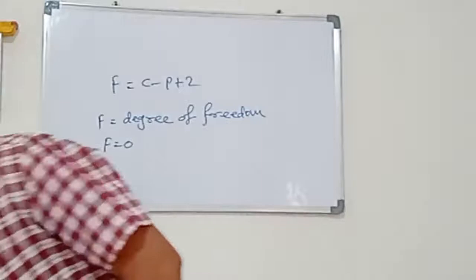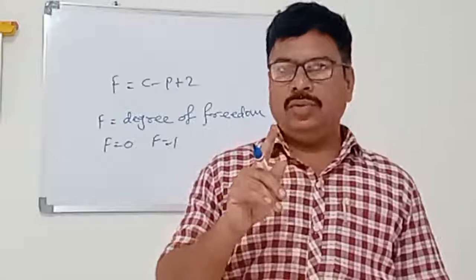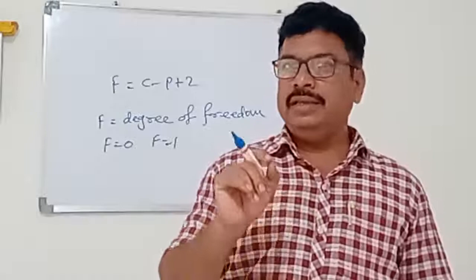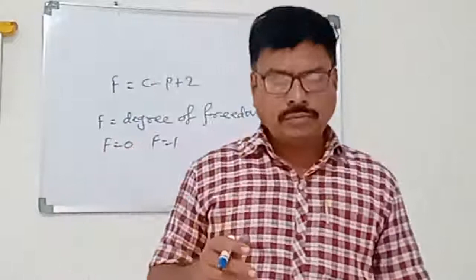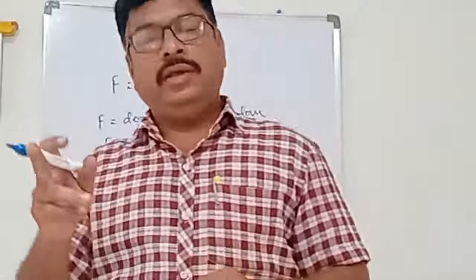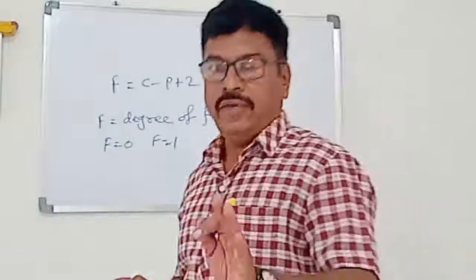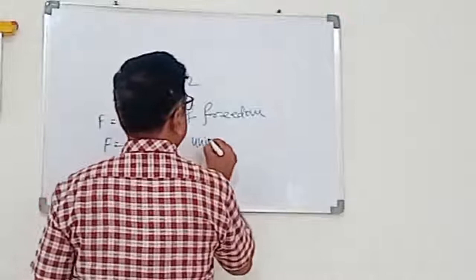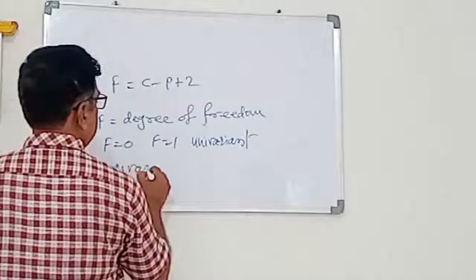Next, F is equal to 1. To define the system, if it is necessary to know only one variable, then this system has degree of freedom 1. For F equal to 1, the degree of freedom is 1 and this system is known as a univariant system. When F is equal to 0, it is a non-variant system.